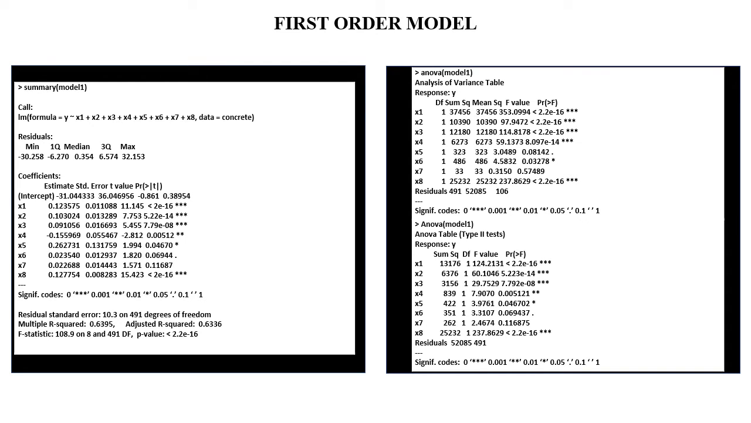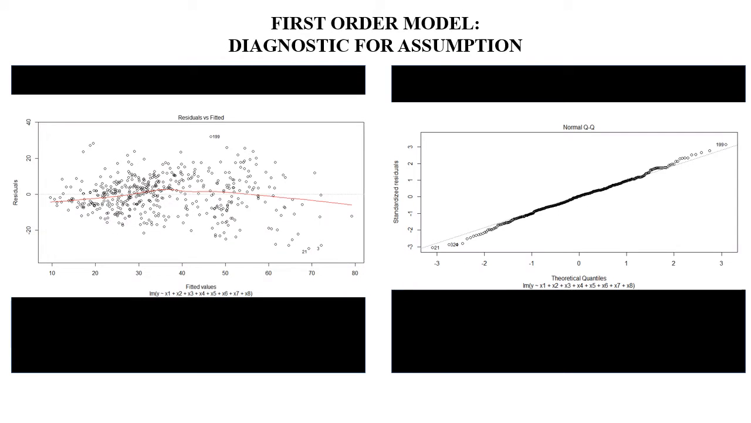In order to find a good model to predict compressive strength, a first-order model is built. By looking at the summary and ANOVA tables, p-values of x5, x6, and x7 indicate that these predictors may not have a linear impact on the response variable. Residuals plot and normality indicate several violations. In the next slides, we will see what these violations are.